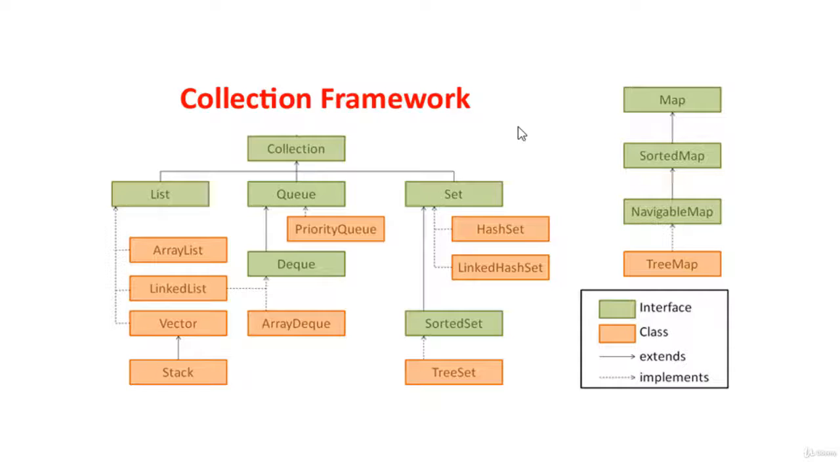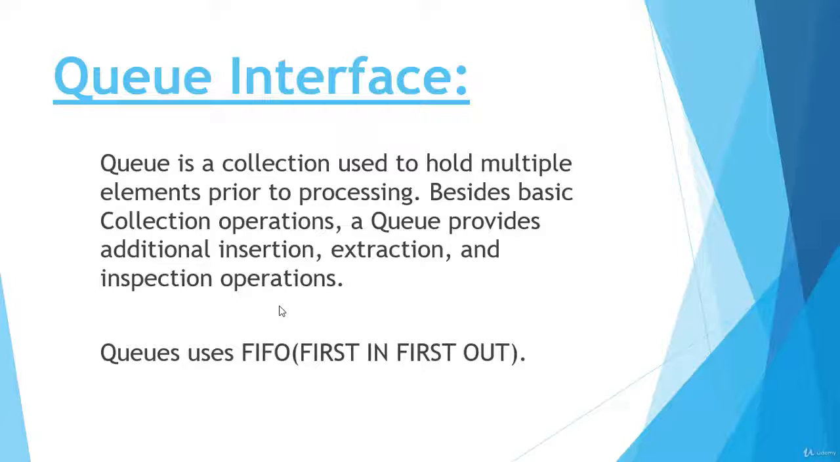So let's discuss what a queue is and the concept of the queue. A queue is a collection used to hold multiple elements prior to processing. Besides basic collection operations, a queue provides additional insertion, extraction, and inspection operations. Queue uses the FIFO, first in first out rule. Basically, a queue is a data structure in programming which uses the rule of first in first out. The element that is added first is also deleted first.